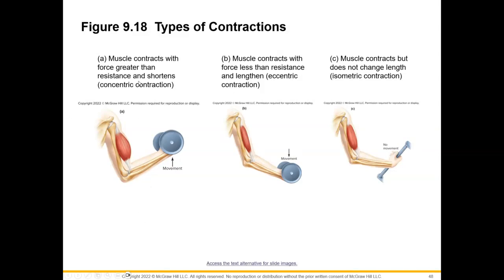Okay, so here in this first picture, the muscle contracts with force greater than the resistance and shortens. That's concentric contraction. In the second case, the muscle contracts with force less than resistance and it lengthens. That's eccentric contraction. And then you can see the muscle contracts, but it doesn't change length because you're pulling against something that doesn't move. That's isometric.